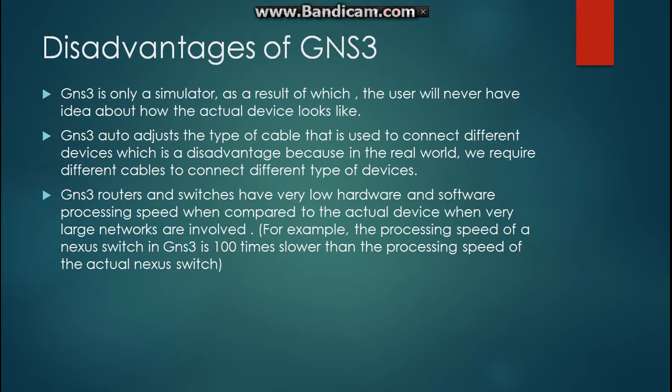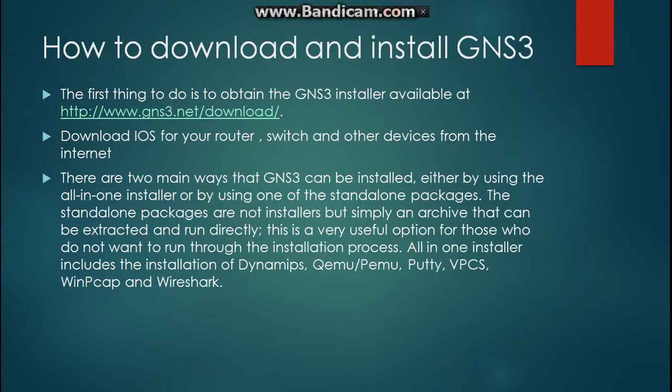And GNS3 routers and switches also have very slow hardware and software processing speed. The actual routers are very costly obviously, and that's why they have a very high processing speed. And since GNS3 is only a simulator, you cannot relate the speed of a GNS3 router to the actual router, because actual routers work very fast and they're very efficient when compared to GNS3.